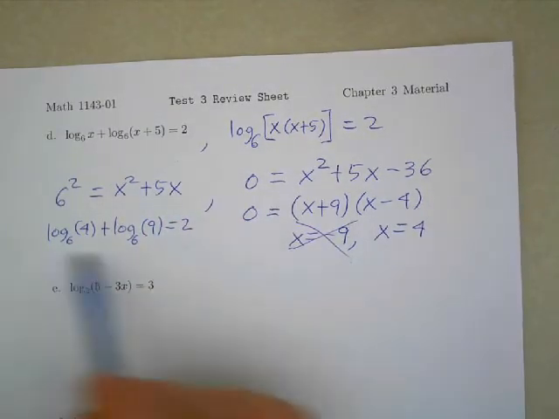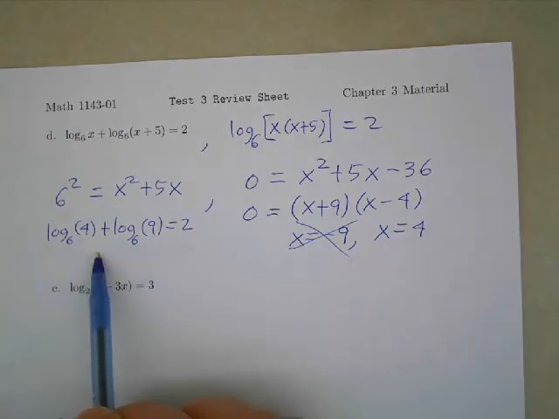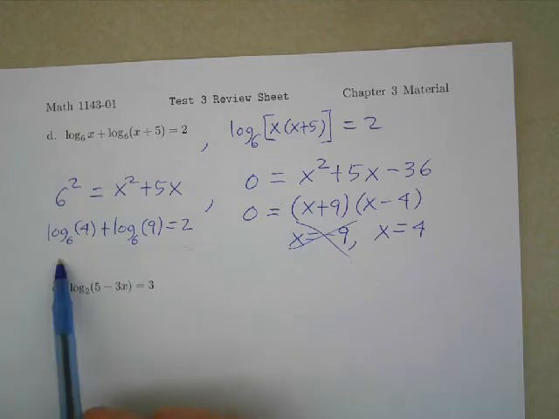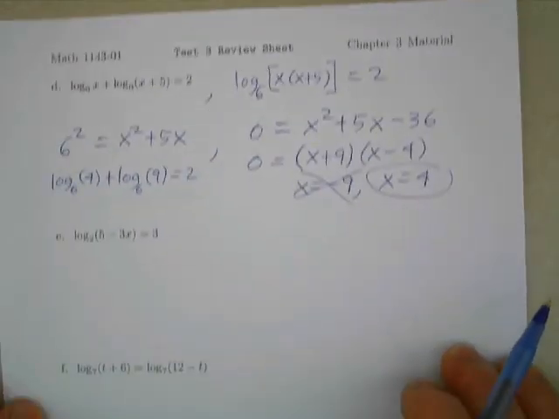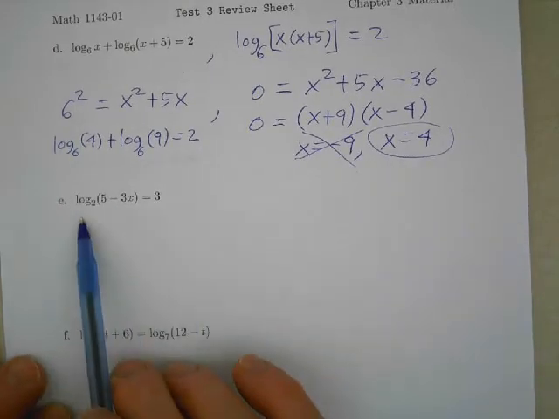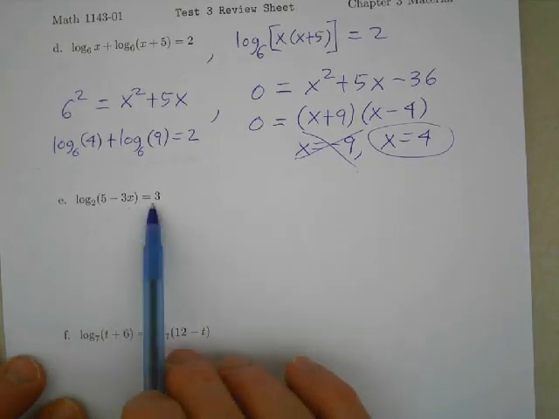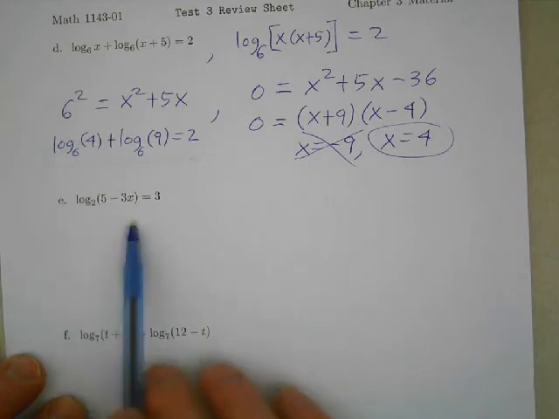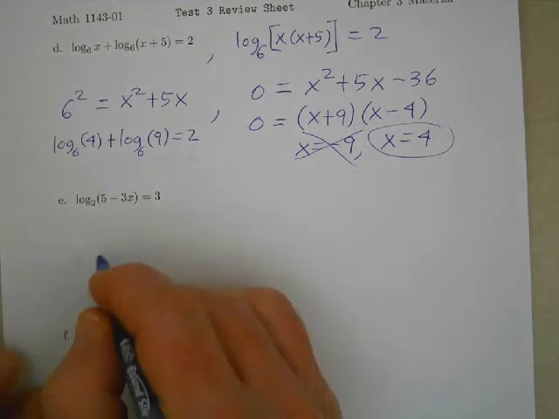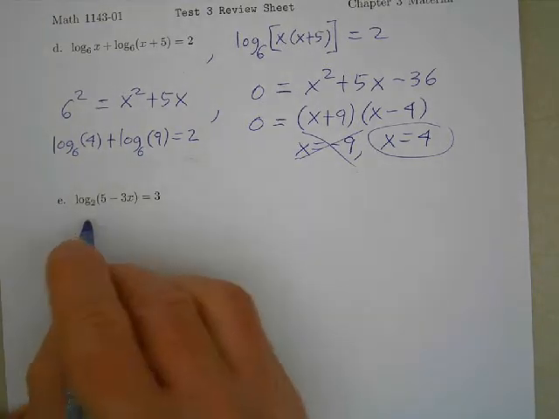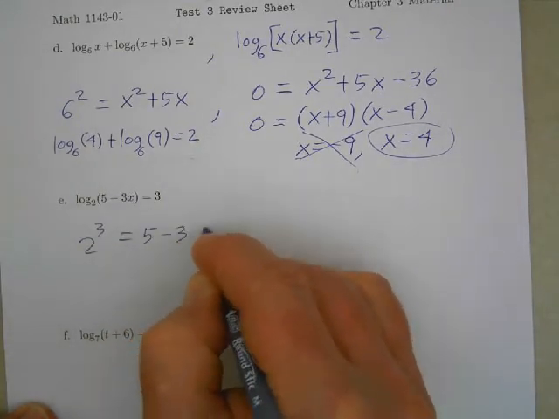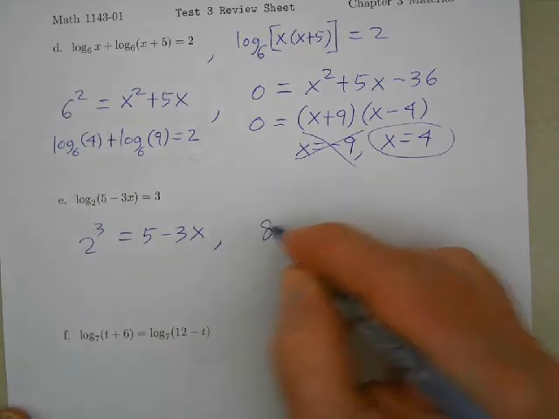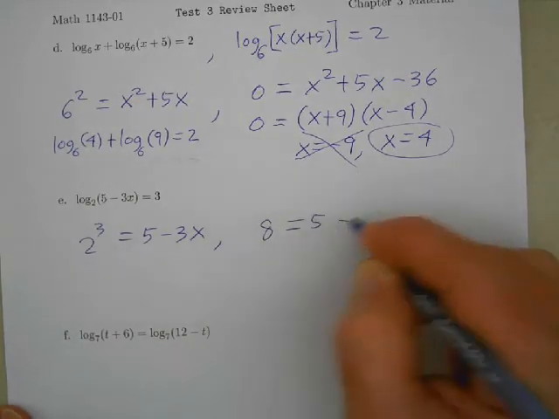And you can verify that this is true by applying a couple of properties of logarithms. But x equals 4 is the only solution. Okay, in the next example, log base 2 of 5 minus 3x equals 3. So this is all prepared to convert it to its exponential equation equivalent. The base number 2 raised to the exponent 3 equals 5 minus 3x, or 8 equals 5 minus 3x.